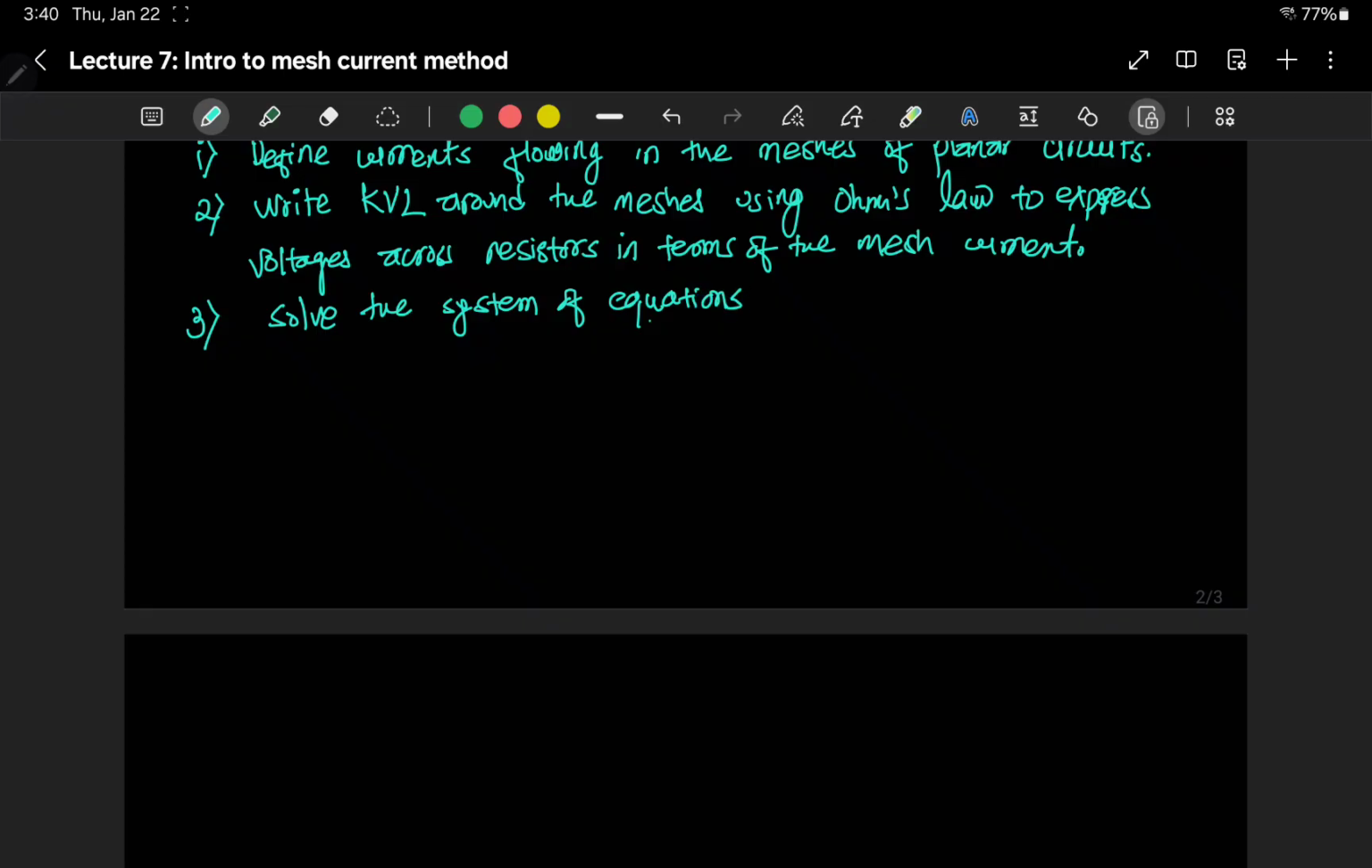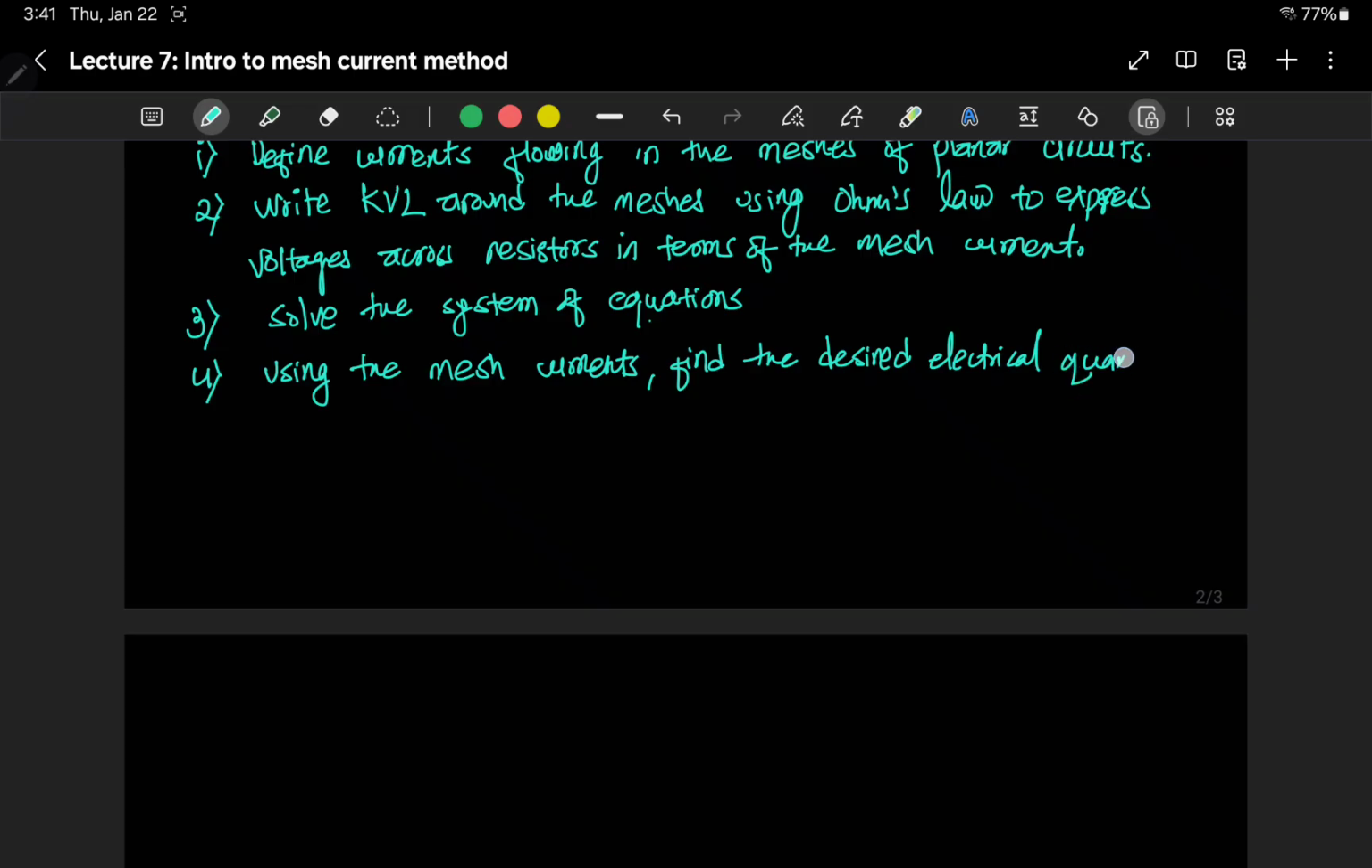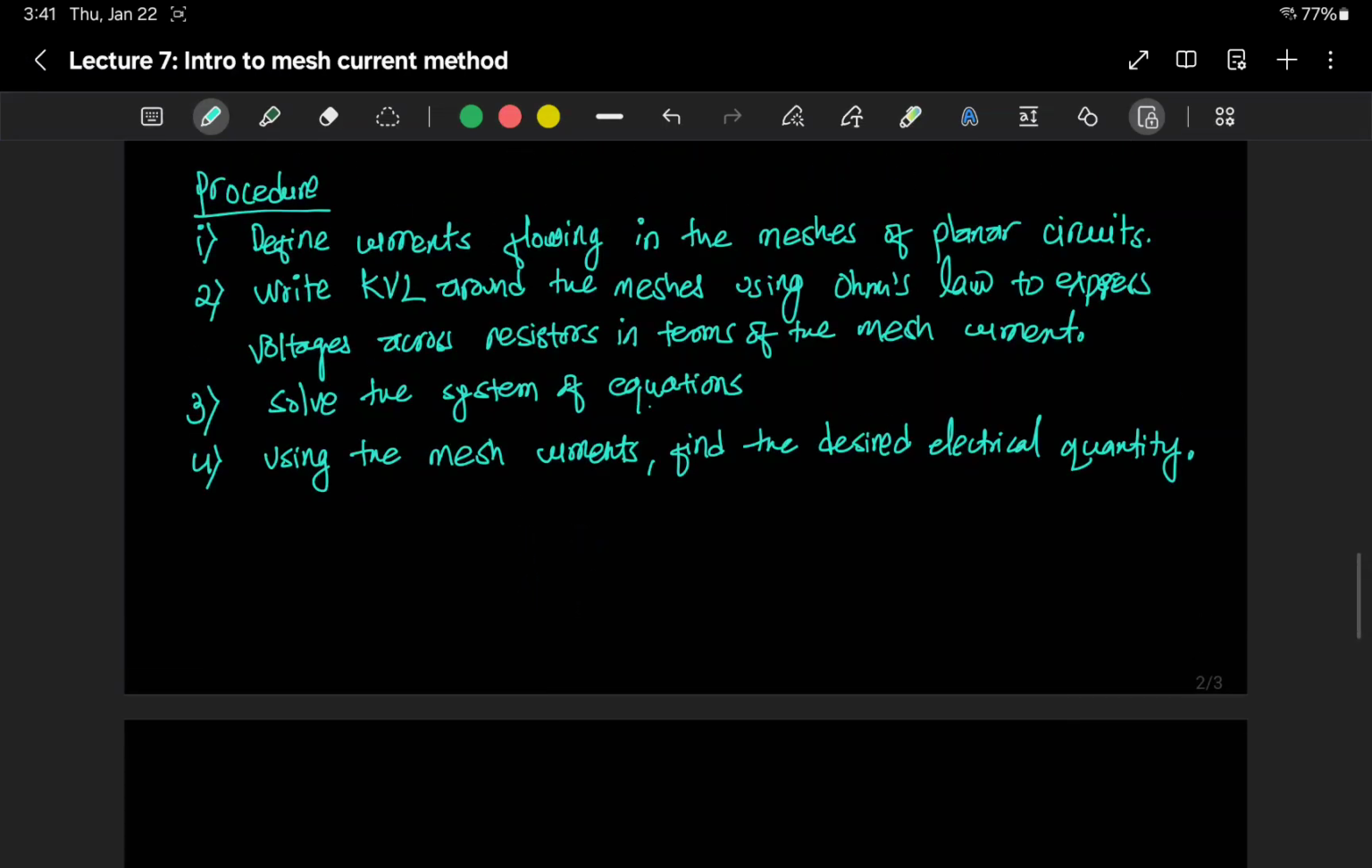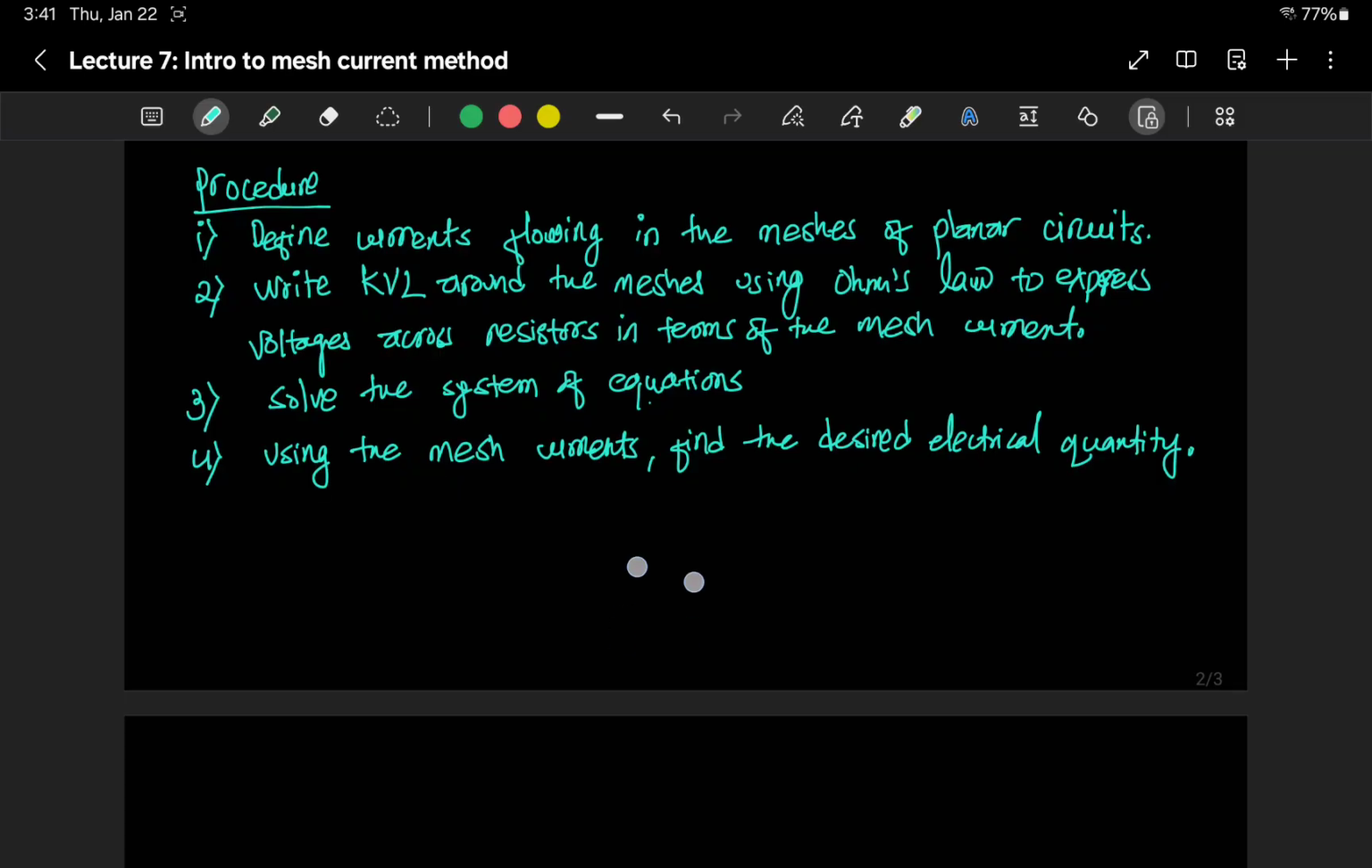So we solve the system of equations, and finally, using the mesh currents, we find the desired electrical quantity. So these are the 4 steps that if you follow thoroughly, you'll be able to solve the problems using the mesh current method. So let's start with one example.